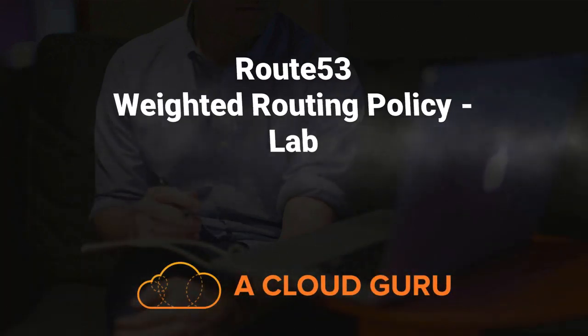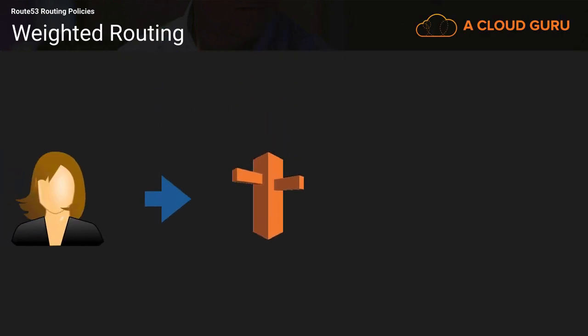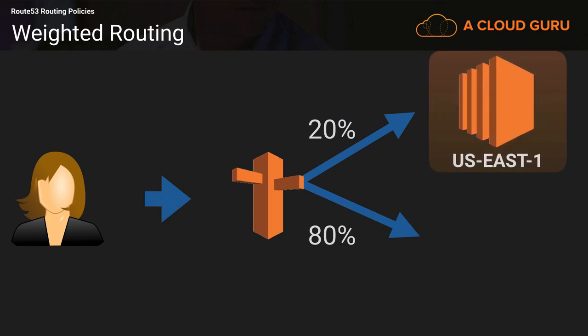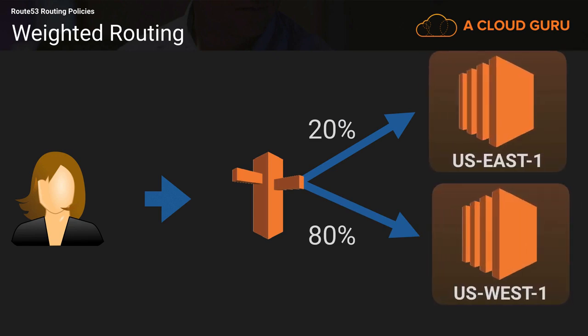In this lecture we're going to look at weighted routing policy. So what is weighted routing? Well, let's take our user, and they're sending a DNS request to Route 53. What we can do is specify that 20% of that request goes to, let's say, US East 1, and 80% of that request goes to US West 1. So we can actually do a specific weighting.